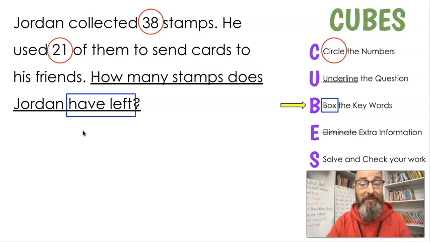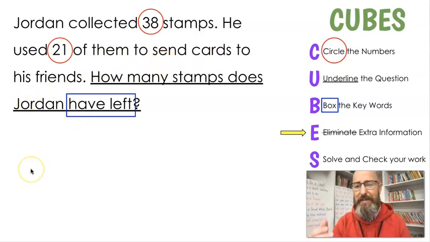Hopefully you saw "have left." And "have left" tells us that we need to subtract. Next, eliminate any extra information. There really isn't any extra information. We could say that sending them to friends, but that's not really, because sending them means that it's going away. So if anything, that could actually help us figure it out. So we're going to go straight to solve and check your work.